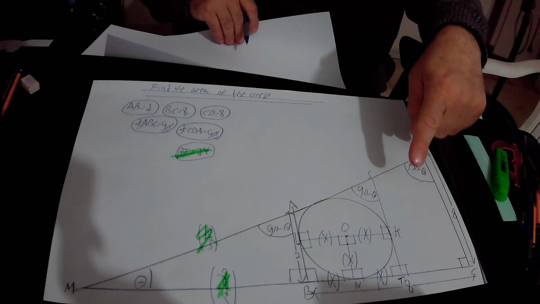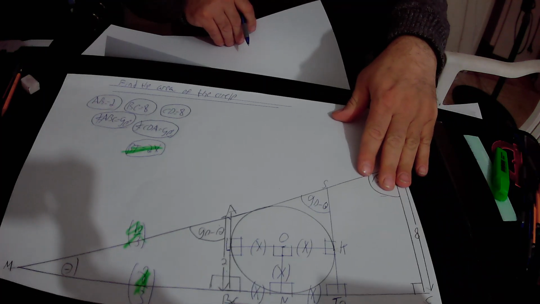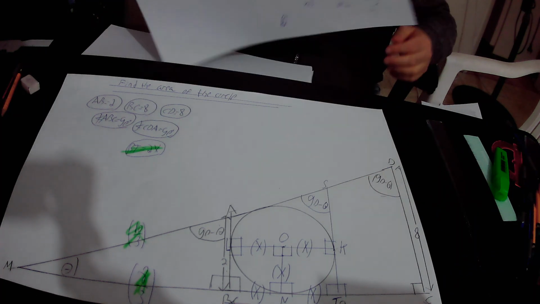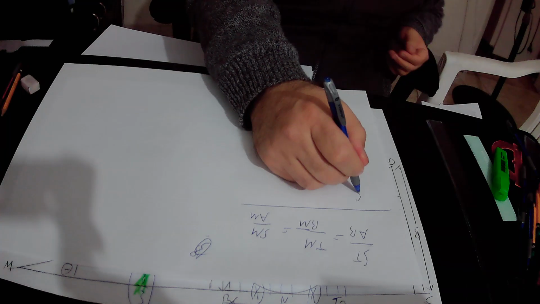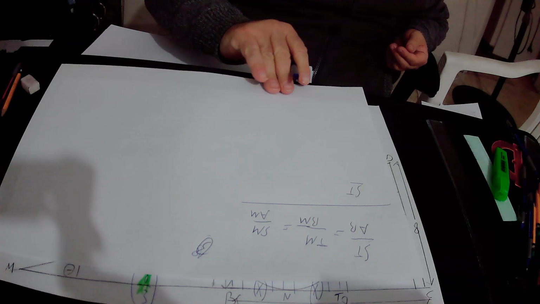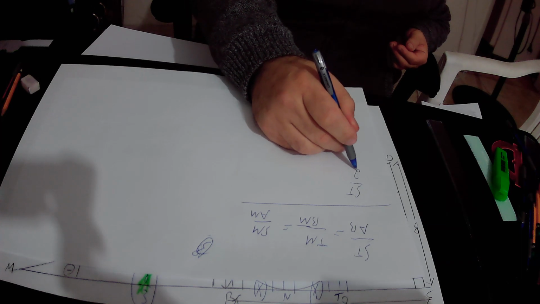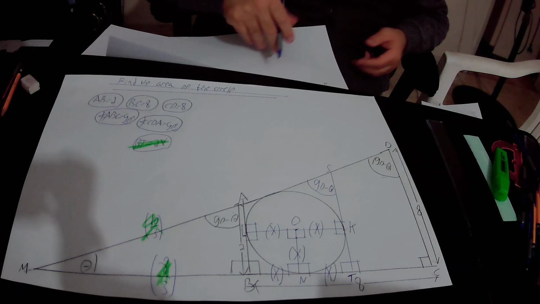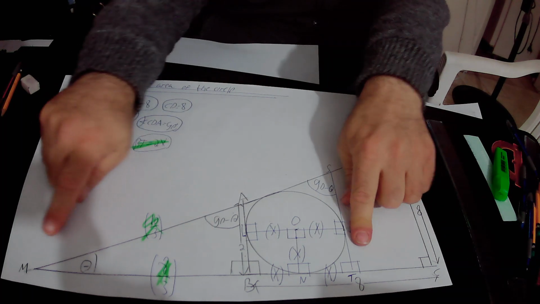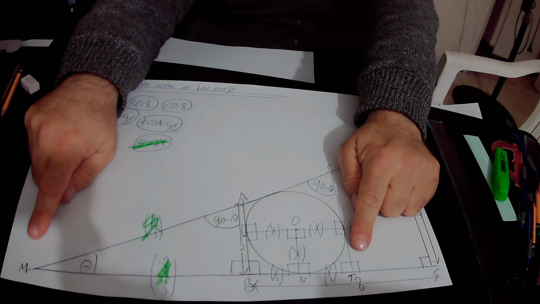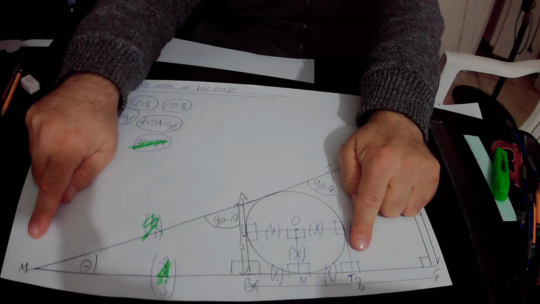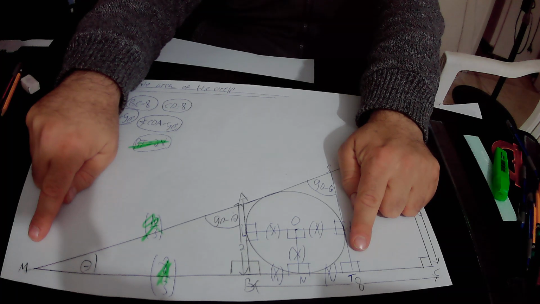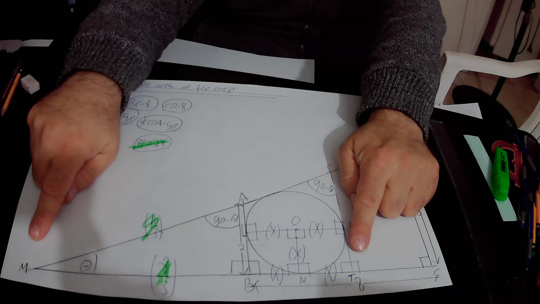Side ST is the missing side, so we leave it as it is. ST over AB. AB is 2, and it equals TM over BM. TM, from the diagram, is very easy to see, equals TB plus BM. That is to say, TM in total equals TB, that is 2x, plus BM, that is 8 over 3. So in total, TM equals 2x plus 8 over 3.